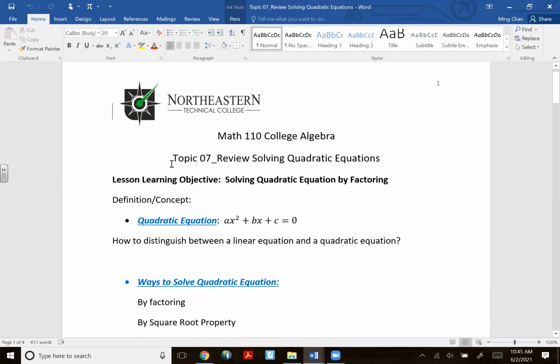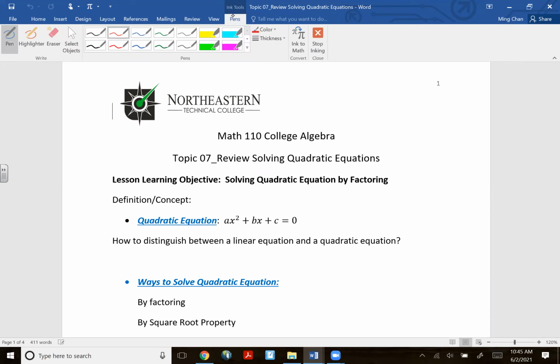All right, let's take a look at topic number 7, review solving quadratic equations. So I may have said this before. What's the difference between a linear equation and a quadratic equation? How do I know when I see maybe 2x plus 1 equal to 4, that this is a linear equation, as compared to when I see x squared plus 2x plus 1 equal to 0? That is a quadratic. How do I know the difference?